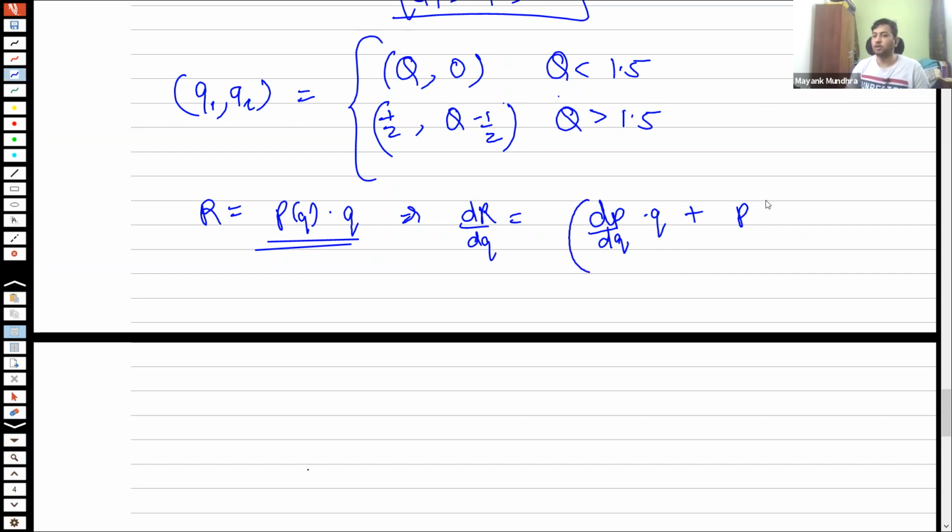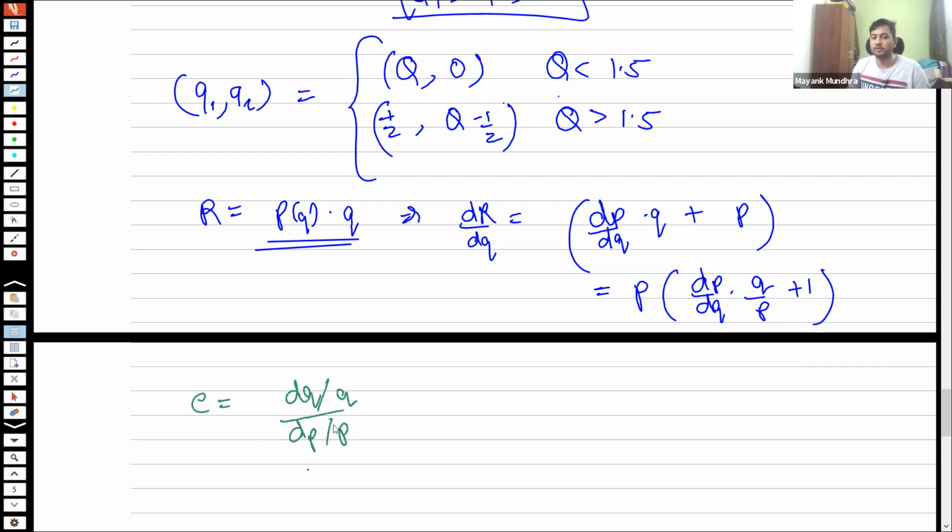So I can take P common here and write this as P times (dP by dQ into Q by P plus 1). Now remember from our discussion on elasticity, elasticity used to be dQ by dQ, sorry, dQ by Q upon dP by P, percentage change in quantity upon percentage change in price. So another way to write this would be dQ by dP into P by Q.